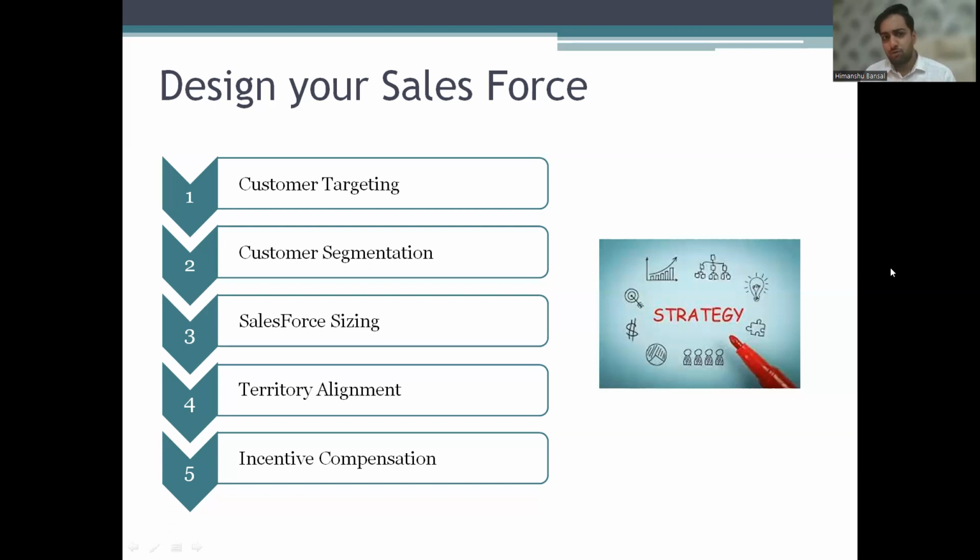We carve out territories for the sales reps to avoid any conflicts, based on the workload that we calculate in the Salesforce sizing. And the last part is the incentive compensation, the most important part, where we identify plans for how we want to compensate the sales reps. So essentially, if we do this, we can have a fair idea of how we can design a Salesforce.